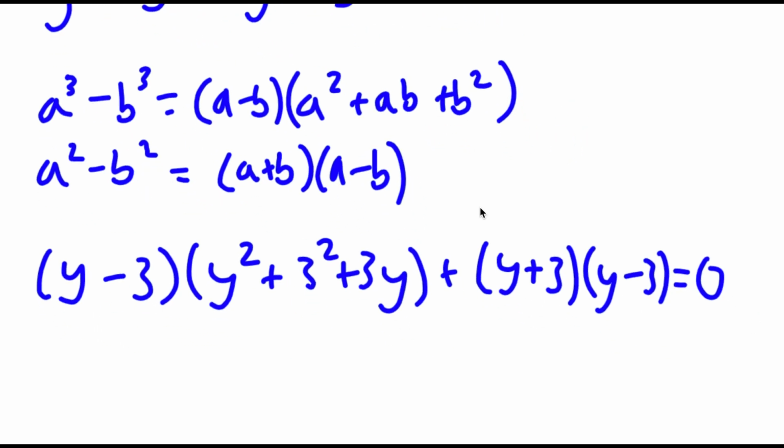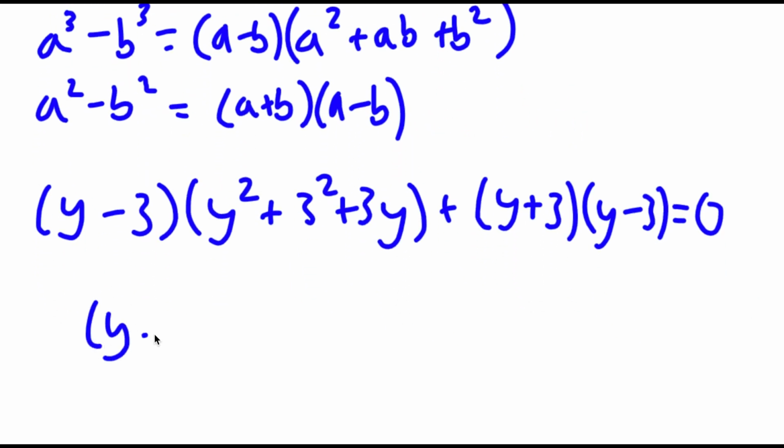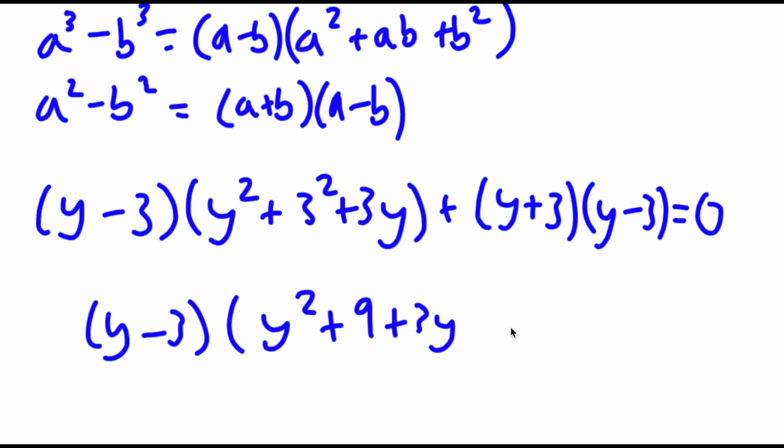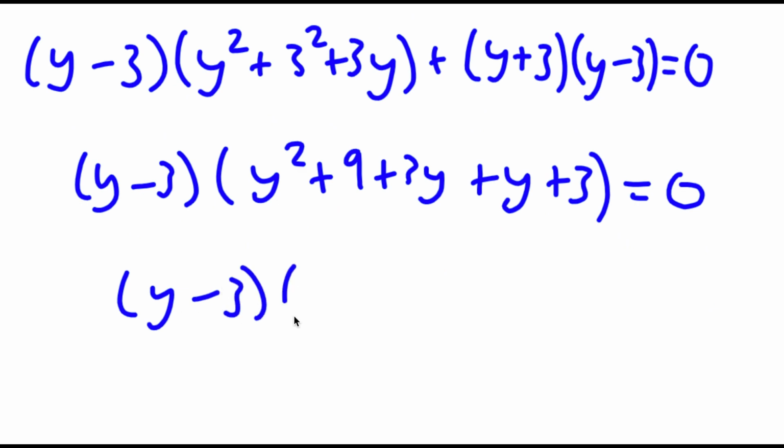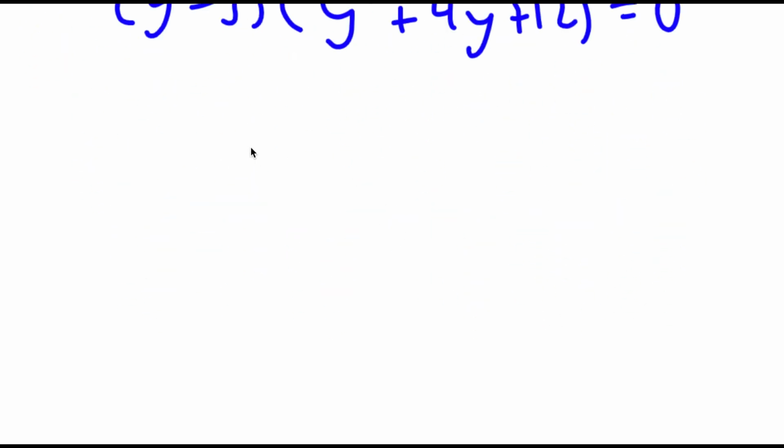Now if I factor out y minus 3, I get y minus 3 times y squared plus 9 plus 3y plus y plus 3. This is equal to 0. And this simplifies into y minus 3 times y squared plus 4y plus 12 is equal to 0.